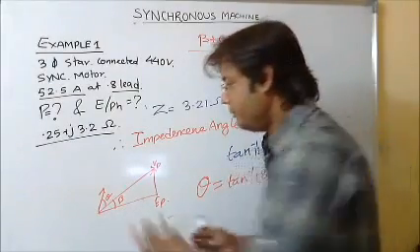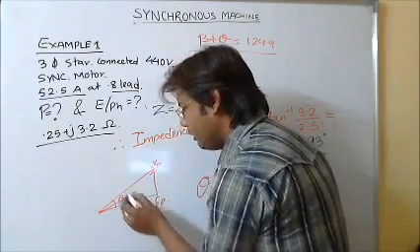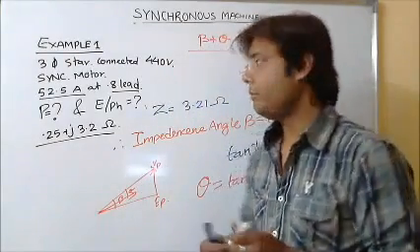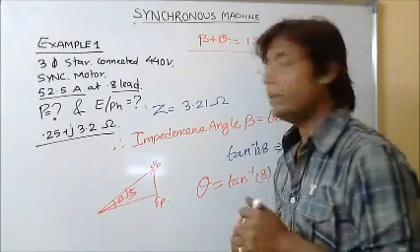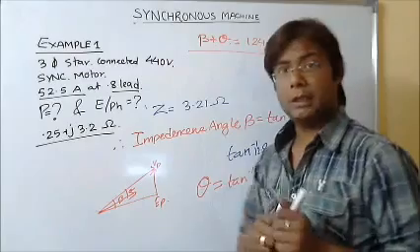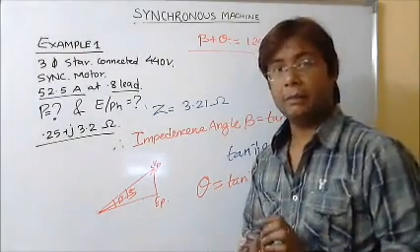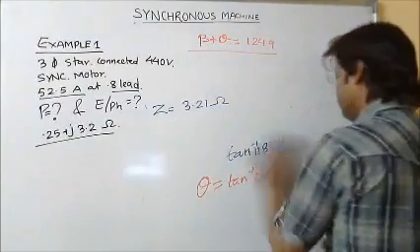If it is a lagging current, then it would be coming here somewhat, so I have to subtract: beta minus theta. So remember this thing, whether beta plus theta or beta minus theta is to be done. If it is a lead, then beta plus theta will come. If it is a lag, beta minus theta will come.